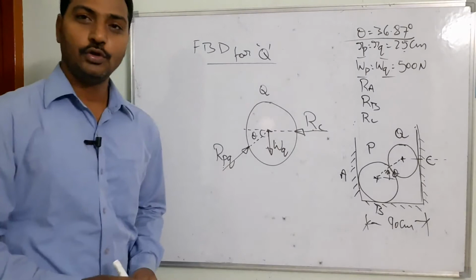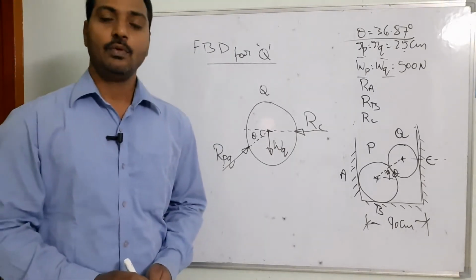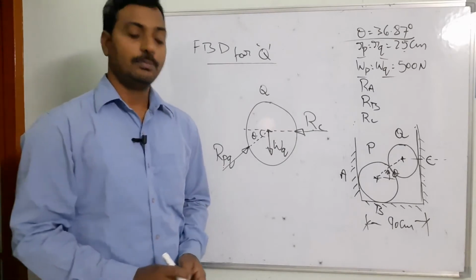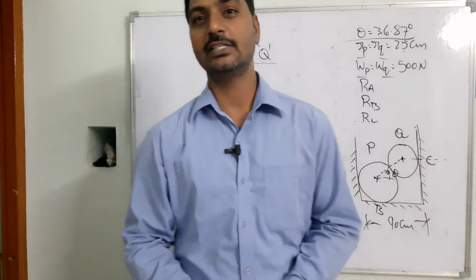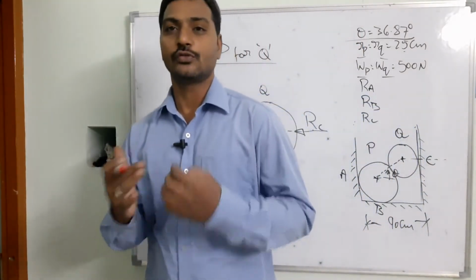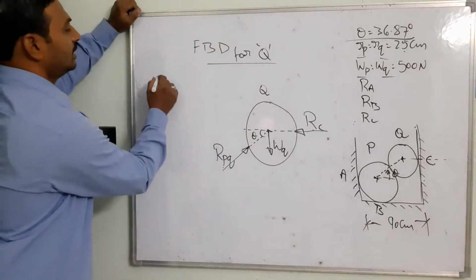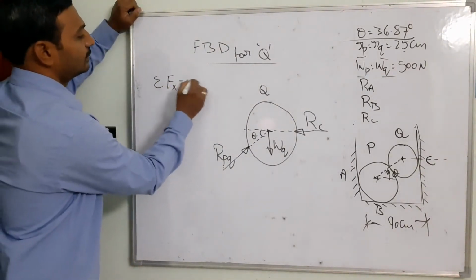So what am I going to do for this part? We need to apply the equations of equilibrium. What are the equations of equilibrium? That's the summation of the forces in the horizontal direction equal to 0, and at the same time, the summation of the vertical forces equal to 0. Then we can calculate easily. So what is the first equation? That is sigma Fx equal to 0.